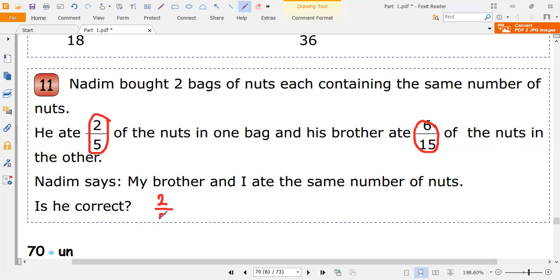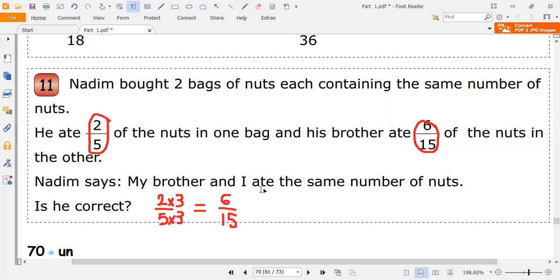and 6/15 are equal or not, because Nadim ate 2/5 and his brother ate 6/15. Let's see if they are equal or not, to see if they ate the same number of nuts or not. The 2 how becomes 6? If we multiply the 2 by 3, we get 6. And the 5 how becomes 15? If we multiply the 5 by 3 also, we get 15. So we multiply the numerator and the denominator by the same number. So yes, they are equal.